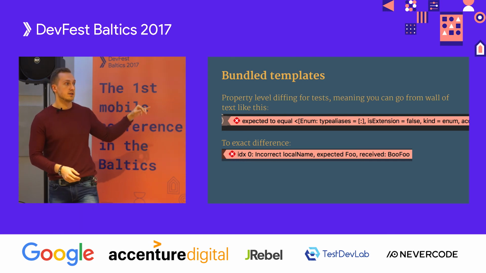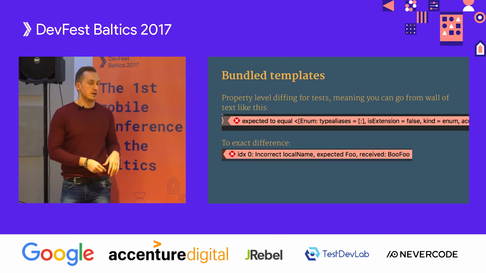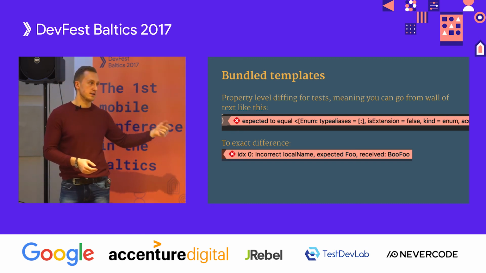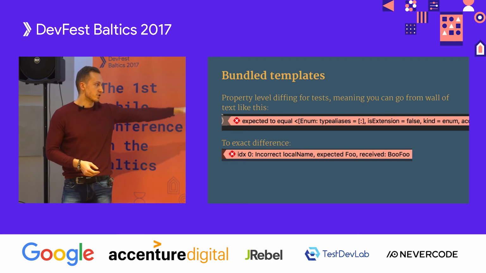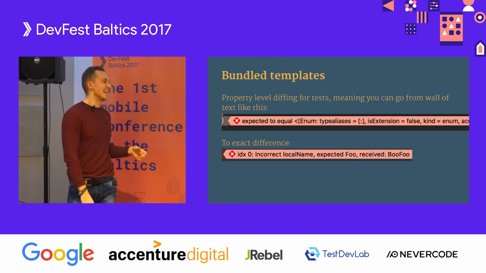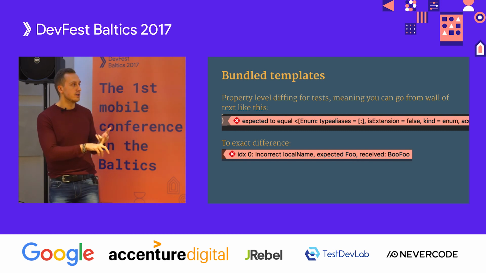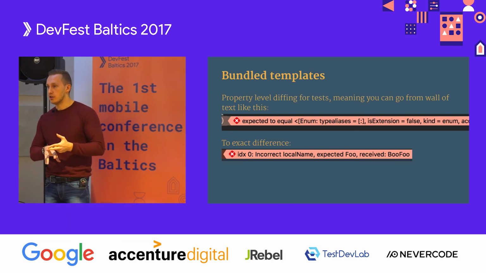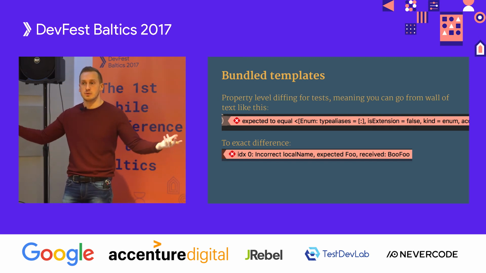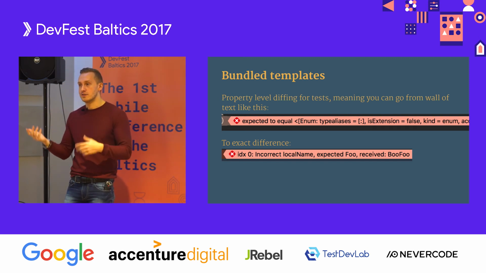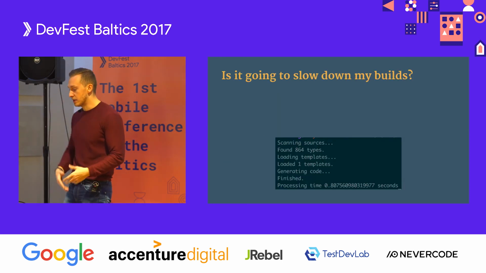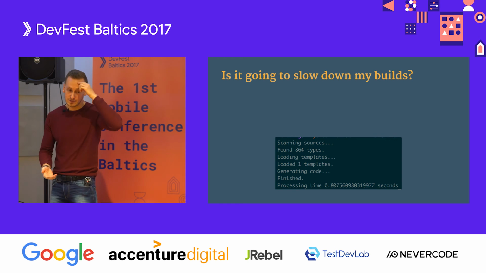So with Sorcery, when I was implementing it, it's fully test driven, and I didn't want to deal with that. So it took me like 20 or 30 lines of template to implement property level diffing. In Sorcery, if you have a failure, this is comparing arrays of objects. I have arrays of types that were scanned, and I can see that at index 0, there is an incorrect local name property, and the value expected was foo, and I received boo-foo. So rather than having to manually scan it, I immediately know what's wrong. Extremely powerful.